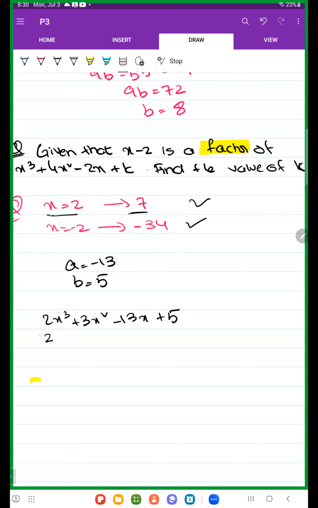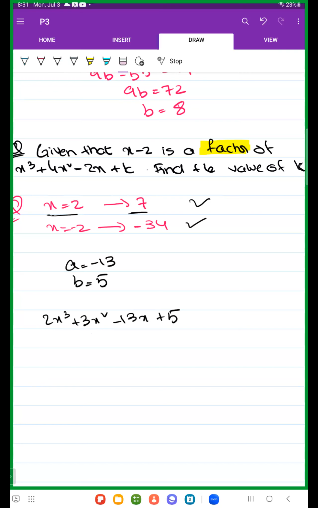16 plus into 2 squared is 12, minus 13 into 2 is 26, plus 5. So 16 plus 12 is 28, minus 26 plus 5 is 31, so minus 31. Yes, I'm getting 7. Yeah, I got 7 as the remainder. So this is how you check these questions, okay? So you can also check the answers.